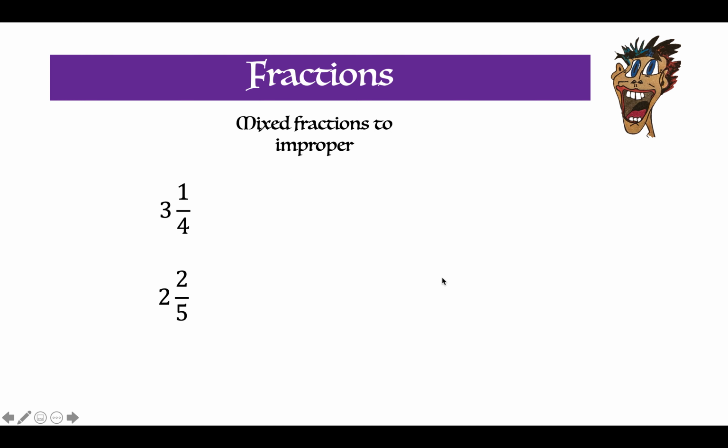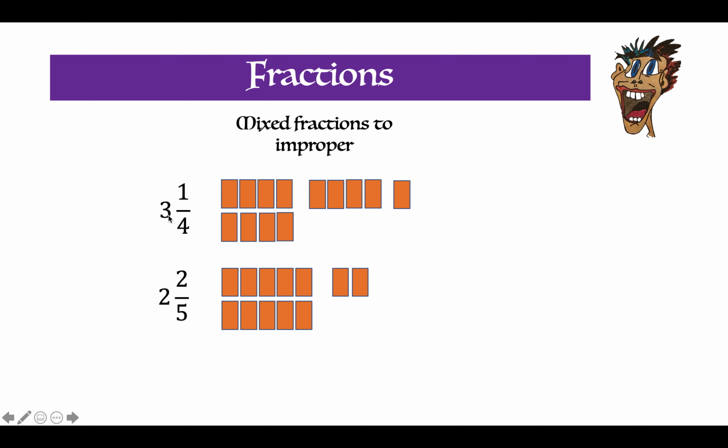What about the other way round? 3 1/4 converted to an improper and 2 2/5 converted to an improper. Same idea. Okay, here I've got everything into quarters. So I want 3 blocks of quarters plus my 1 left over. You see, I've got 3 blocks split into quarters. So I've got that there, plus that extra 1. Here, I've got 2 blocks split into fifths.